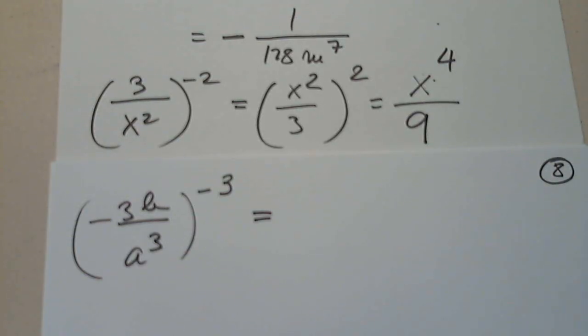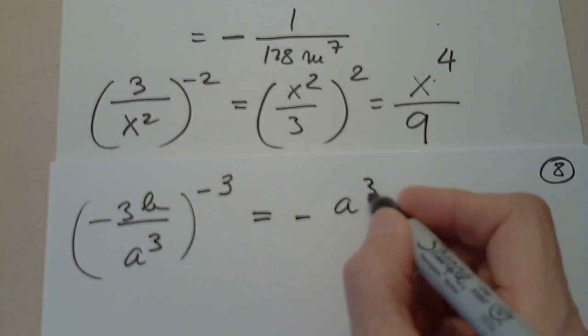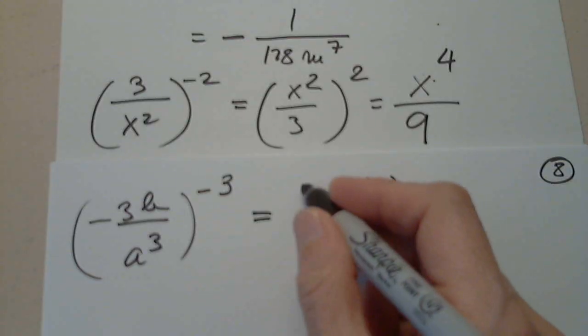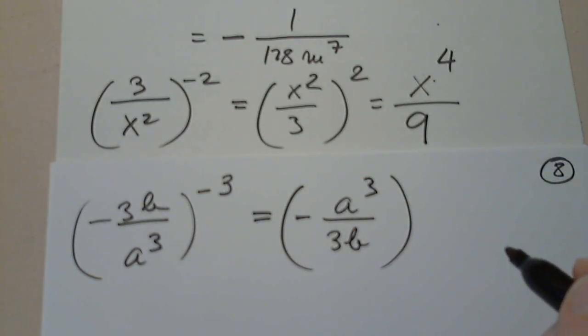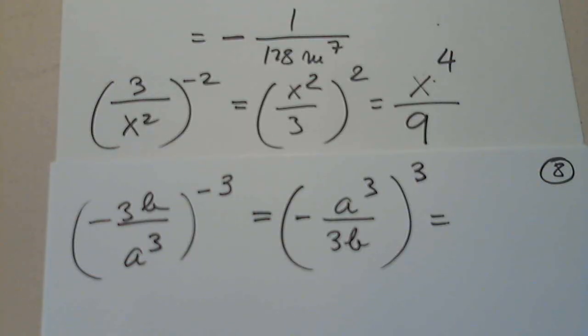Okay, so I have a fraction raised to -3. Don't even look at the fraction. What do I have to do first? Flip it. Yes. So I have 3b over -a. And now the power is positive 3. Exactly. Now from this point on, I know how to handle this.